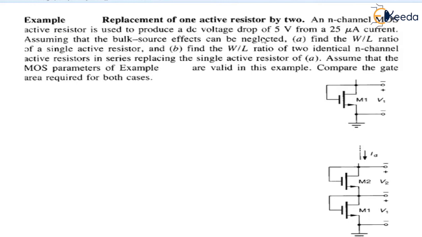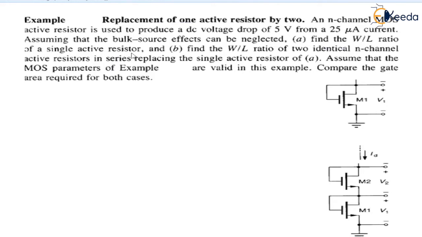So here is an example in which an N-channel MOS active resistor is used to produce a DC voltage drop of 5 volt from a 25 microampere current. We assume that bulk source effects are neglected. First is to find the W by L ratio of a single active resistor.